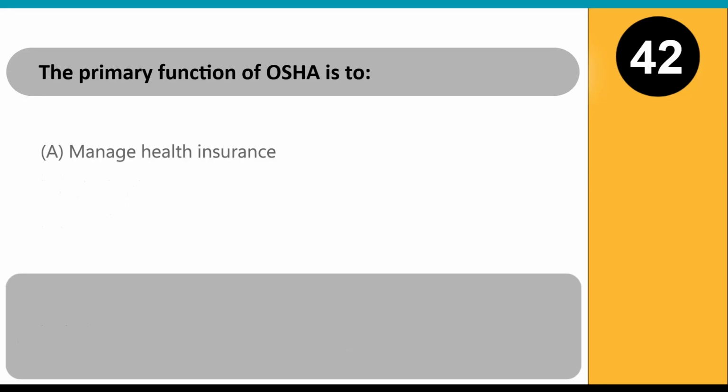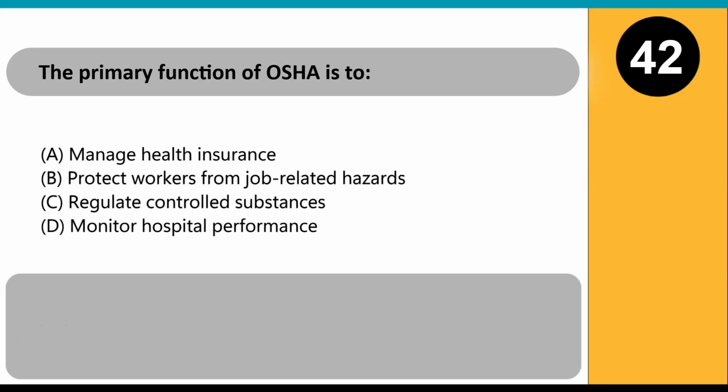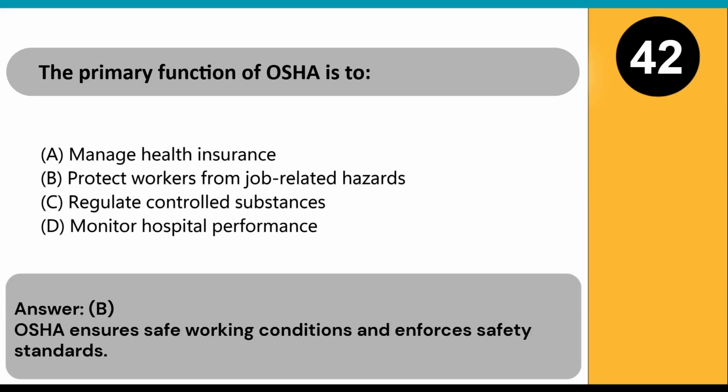The primary function of OSHA is to A. Manage health insurance. B. Protect workers from job-related hazards. C. Regulate controlled substances. D. Monitor hospital performance. Answer B. OSHA ensures safe working conditions and enforces safety standards.